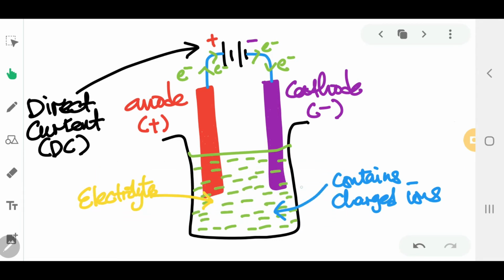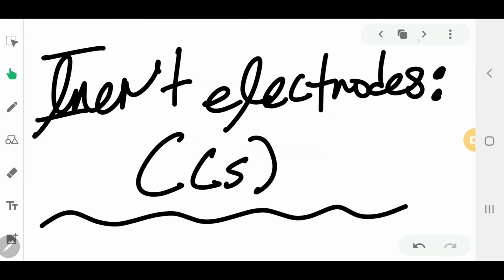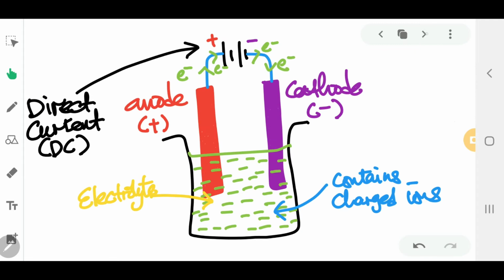So we're going to have the diagram of the electrolytic cell like this. You have the anode, the cathode, and the direct current connected to them, and then you have the electrolyte over here containing the charged ions. Since we have decided to use carbon electrodes, you're going to label both of the electrodes as carbon solid. Both of them will be solid carbon electrodes.